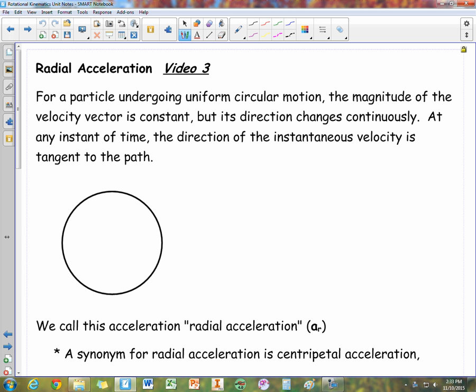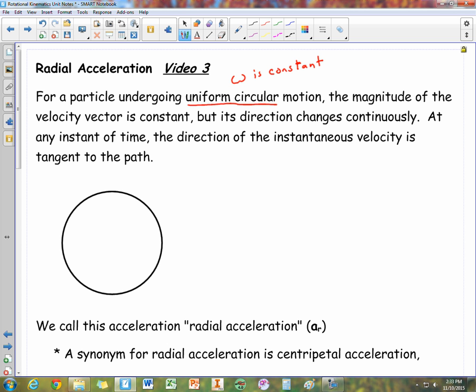Now, particles, when they're going through a uniform circular motion, now pay attention to this uniform circular motion. This means that the angular speed is constant. So our omega, it's kind of like constant velocity. It's not accelerating. It's not changing. Now, if we do that, then the magnitude of the velocity vector will be constant.